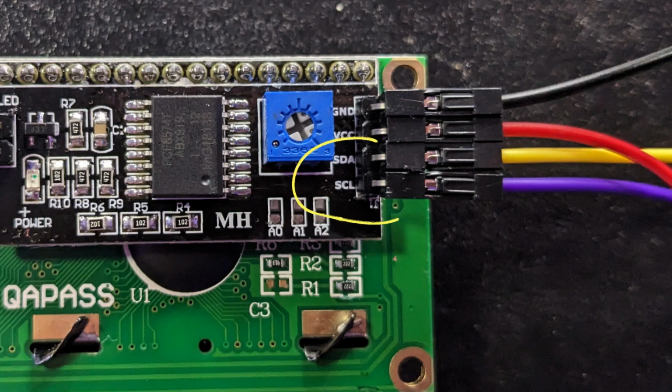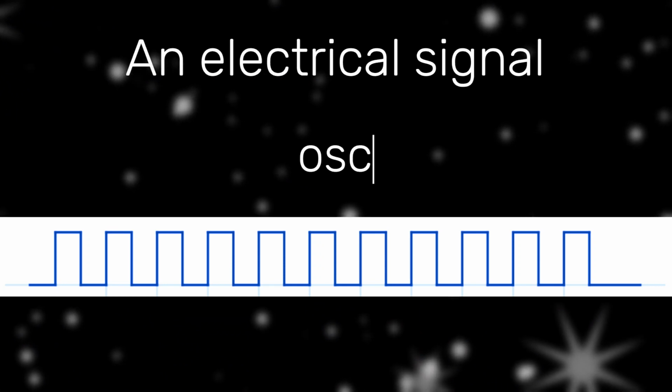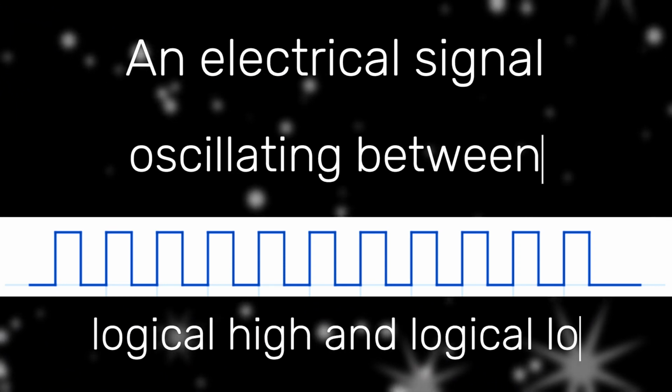A big advantage of the I2C protocol is that it only uses two wires for communication, a serial data line or SDA and a serial clock line or SCL. SDA transfers the data and SCL carries the clock signal. A clock signal is an electrical signal that oscillates between logical high and logical low. It acts like a metronome to synchronize the timing of components within a digital system.